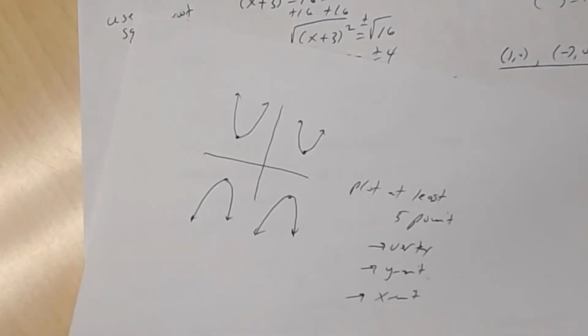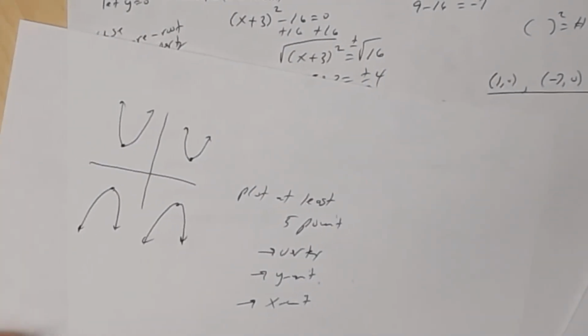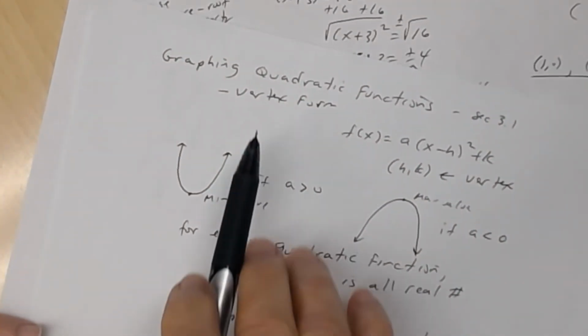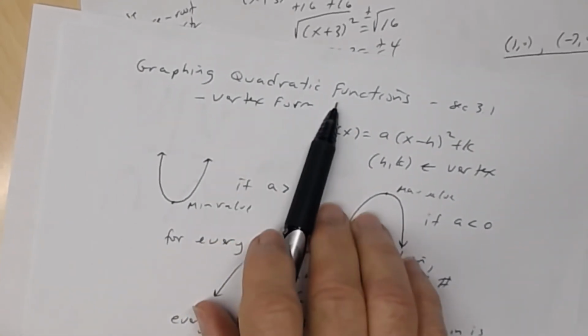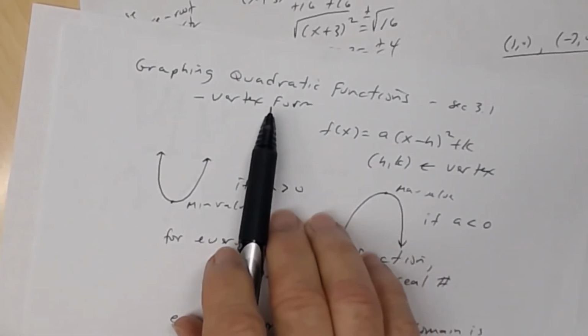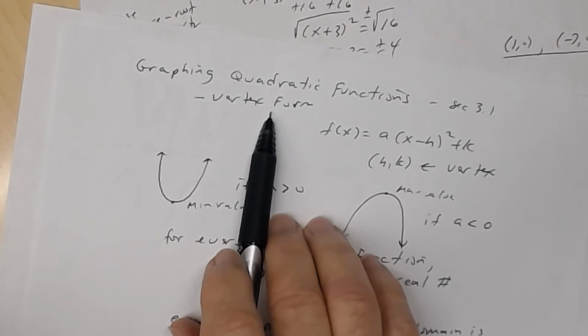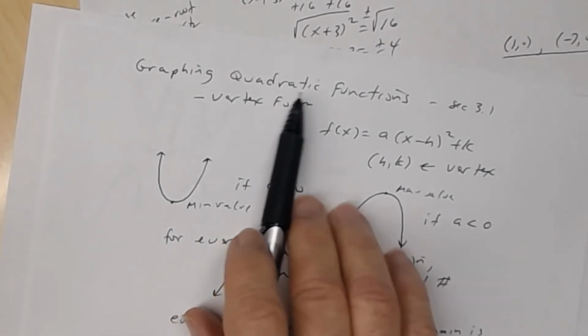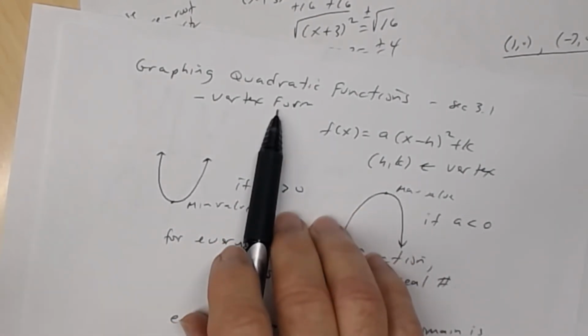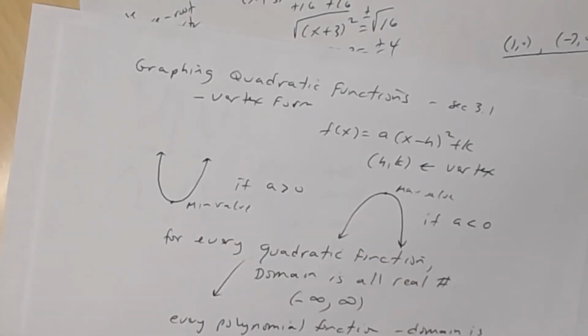Okay, so that is the end of this lesson where we talked about graphing quadratic functions that were in vertex form. The next lesson, we're going to talk about graphing quadratic functions that are in standard form or general form. So in other words, it's not in vertex form. Okay, so that's the end of this one.